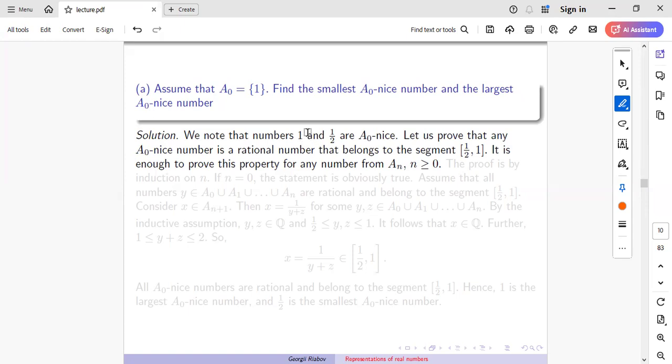In fact, 1 will be the largest A0 nice number, and 1/2 will be the smallest A0 nice number. We already saw that these numbers are A0 nice. And now let's show that actually all A0 nice numbers are rational, which is not hard to see, and belong to the segment from 1/2 to 1.